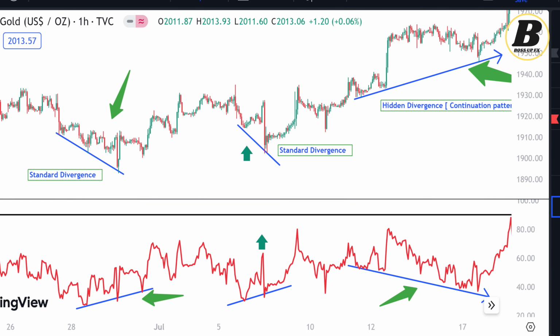Now let's talk about hidden divergence. What is really hidden divergence? Hidden divergence is like a continuation pattern. It happens within a trend. You can see that first the market created a standard divergence. After creating a standard divergence, it moved up. After that upward movement, it paused for a while, dropped, created another standard divergence, then moved up. It kept that bullish movement intact. The chart is showing you a low and a higher low, while the indicator is showing you a low and a lower low.